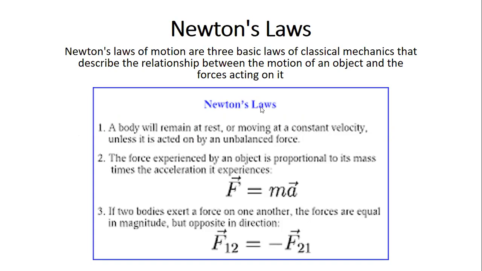We came to understand that the first law tells us that a body will remain at rest or moving at a constant velocity unless it is acted upon by an unbalanced or external force. Number two, the second law says that the force experienced by an object is proportional to its mass multiplied by the acceleration it experiences.